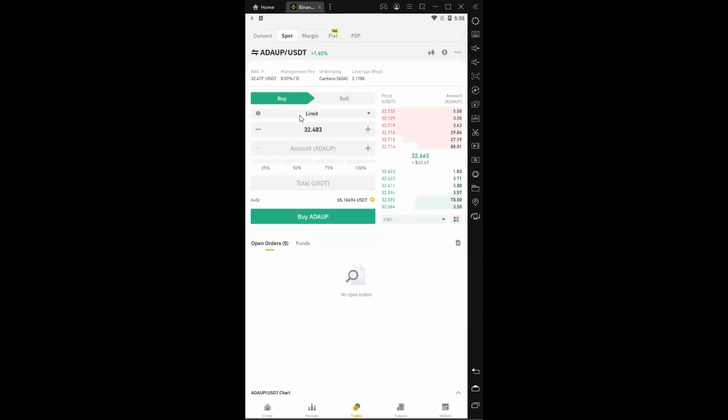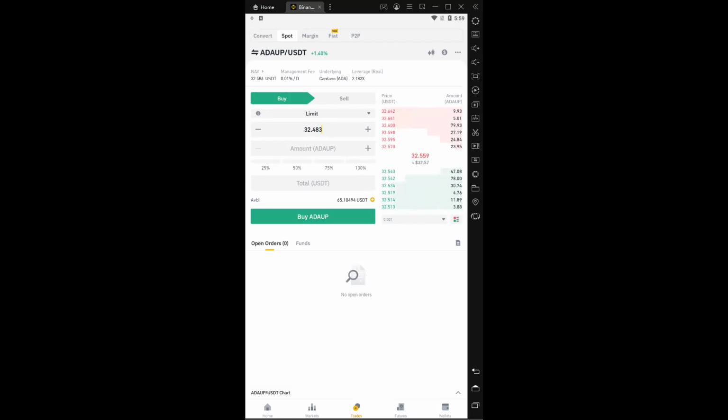So for ADA 3L, let me put it in the chat box, because I'm using ADA as an example. So you see ADA 3L. ADA 3L is the same thing as ADA up. It's saying ADA up with ×3 leverage. Some will have ADA 5L, which is the same thing as ADA up, but with ×5 leverage.